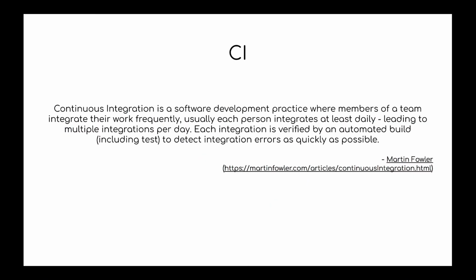What does CI mean? As per Martin Fowler, continuous integration is a software development practice where members of a team integrate their work frequently. Usually each person integrates at least daily, leading to multiple integrations per day. Each integration is verified by an automated build, including tests, to detect integration errors as quickly as possible.